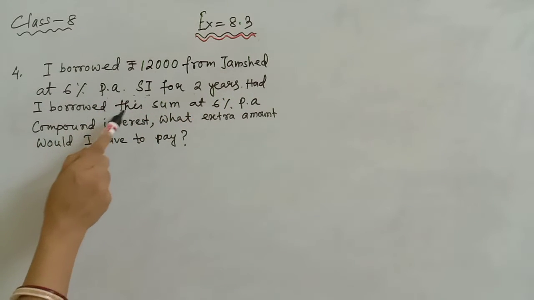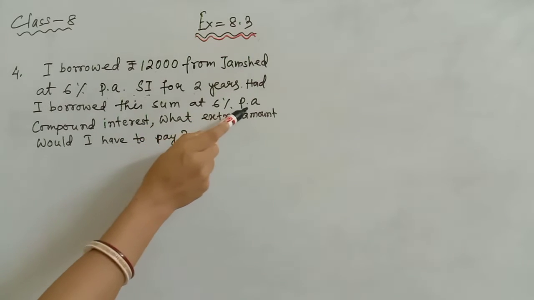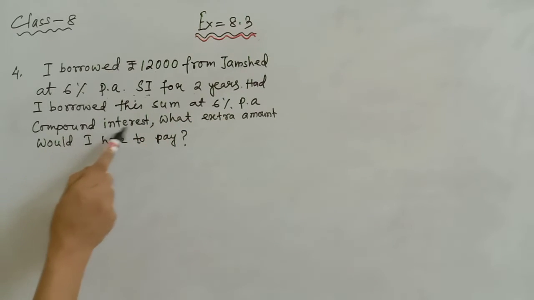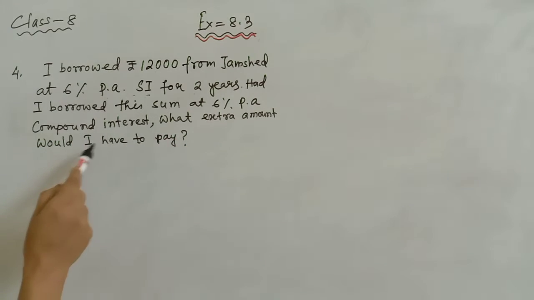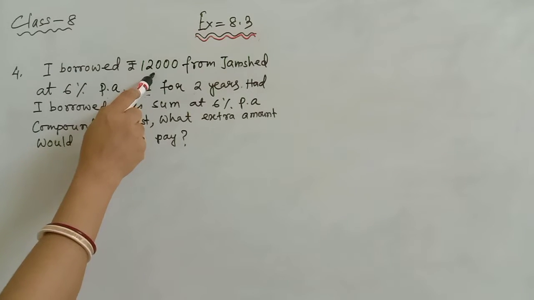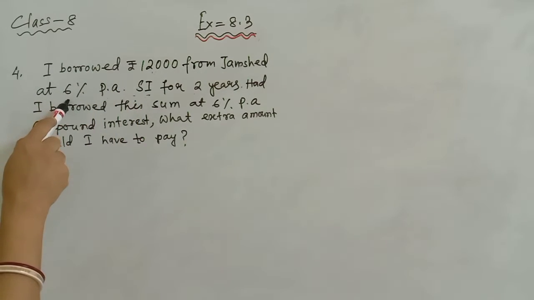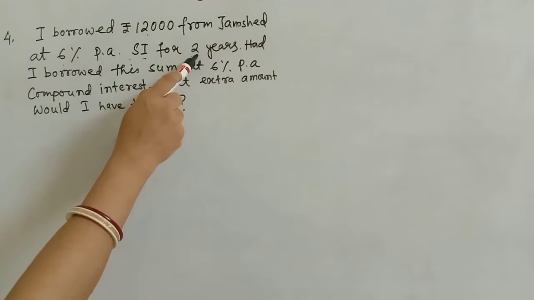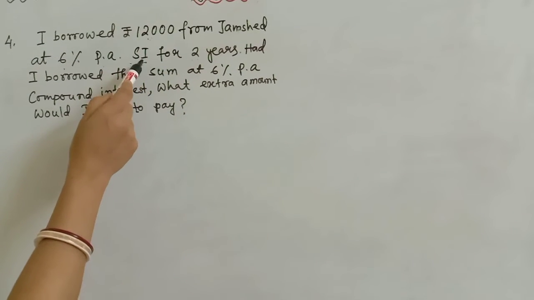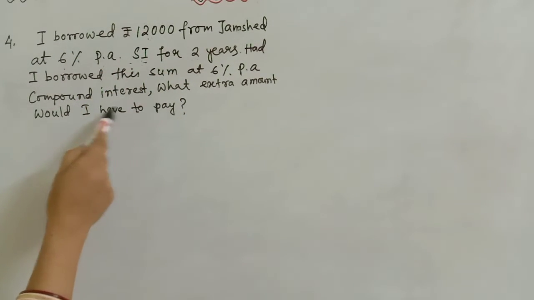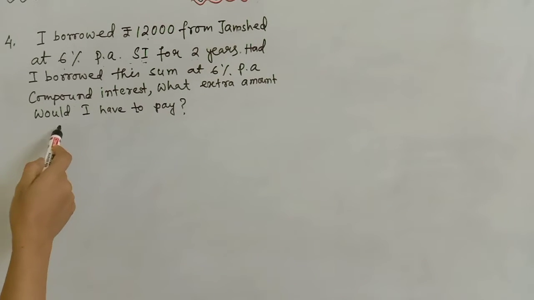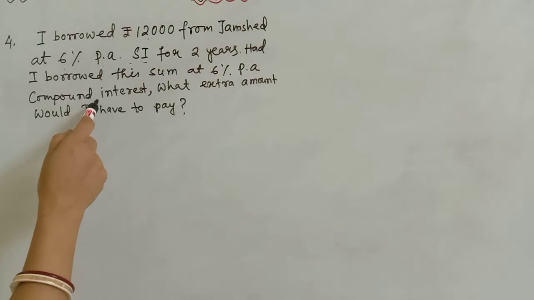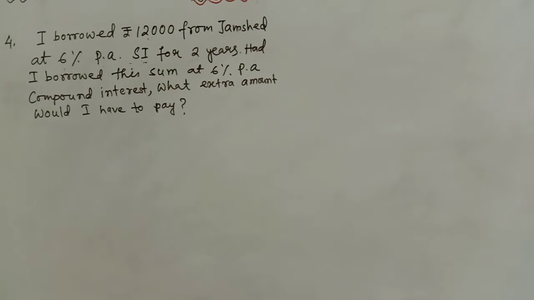Had I borrowed this sum at 6% per annum compound interest, what extra amount would I have to pay? That means the same amount, same rate percent, same time. In the first case it is simple interest form, and in the second case it will be in compound interest form. What extra amount would I have to pay when I am giving this interest in compound interest form?